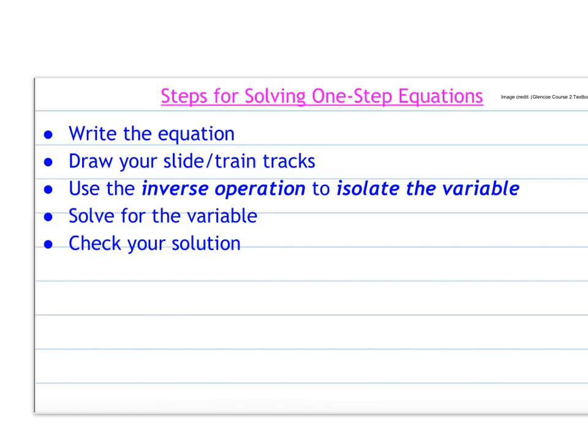So here are some steps, again, for solving one-step equations. You probably have these written down from your adding and subtracting. It's good to have them to remind yourself that you want to rewrite the equation. You want to draw your slide or train tracks to remember that keeping both sides equal is the goal. Then you'll use your inverse operation, so we're going to undo the operation done. And then we're going to solve for the variable. Remember, a solution is written with the variable equals the number. And then checking your solution is very important to make sure that what you found actually works and that you didn't make any mistakes.